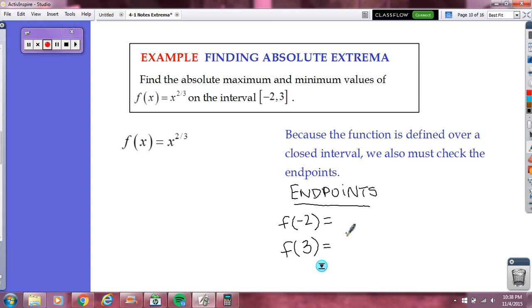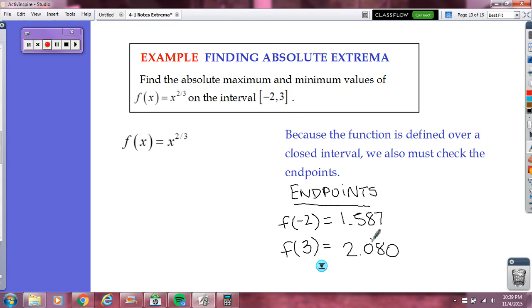And I think it's going to end up being kind of gross and decimal-like, maybe. Let me check out my notes here. Yeah, so when I plug -2 into the function f, I get 1.587 as the y value that goes with it. When I plug 3 in, I get 2.080 as the y value that goes with x equals 3.